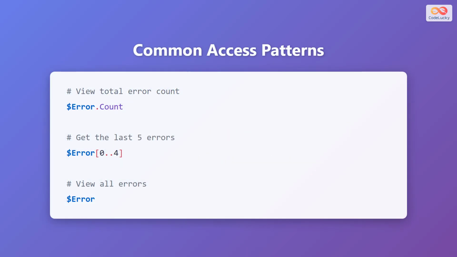Here are some common patterns for accessing errors. To view the total number of errors in your session, use $error.count. To get the last 5 errors, use $error with square brackets containing 0..4, which is PowerShell's range operator. To view all errors in the collection, simply type $error. These patterns give you flexibility in how you review your error history.